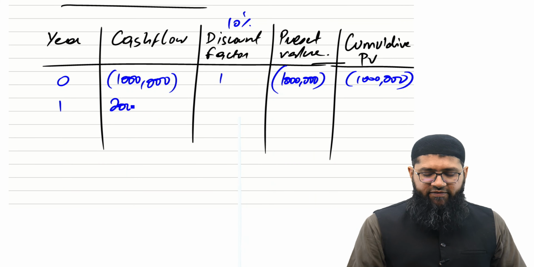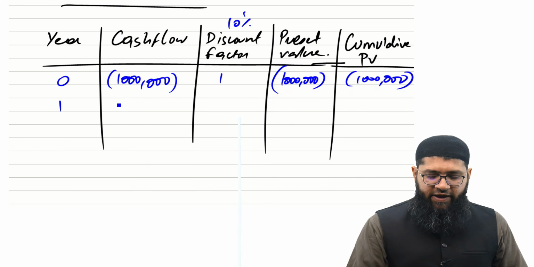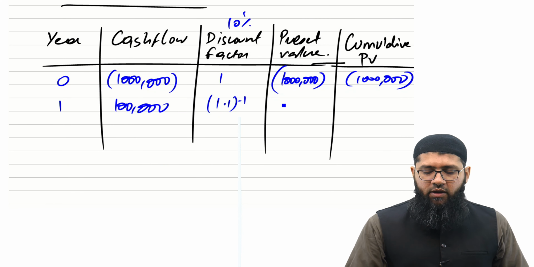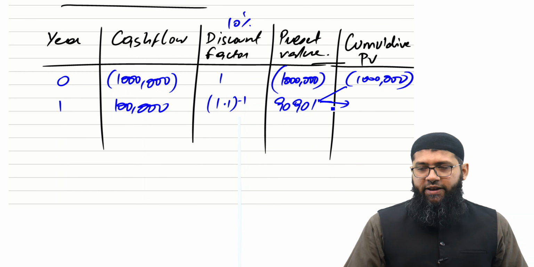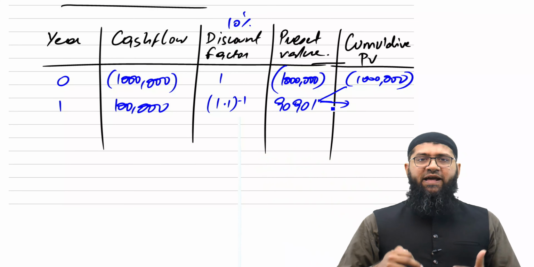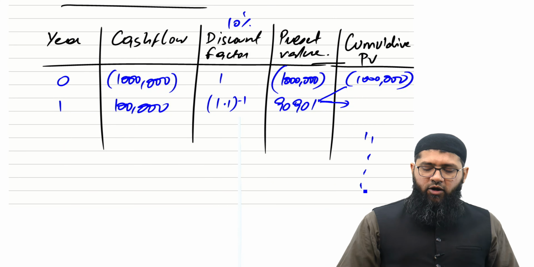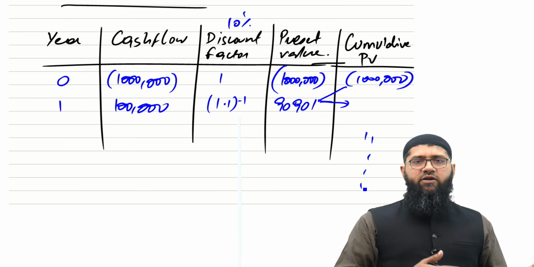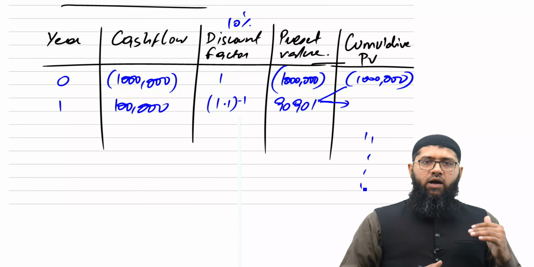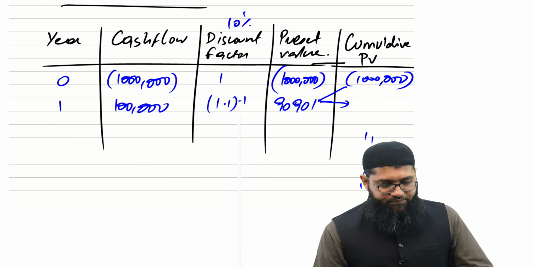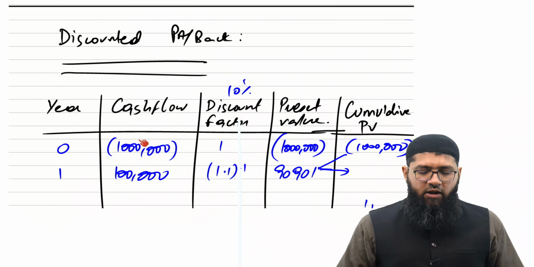Now at time period 1, if it is let's say 100,000 only, you'd say 1.1 power minus 1, and the present value might become 90,901. You calculate the cumulative present value on the basis of negative 1 million plus this 90,901, and it goes on and on. Ultimately you establish the payback in the same manner as we did for the normal payback when we had variable cash flows. So this is how you calculate the discounted payback.